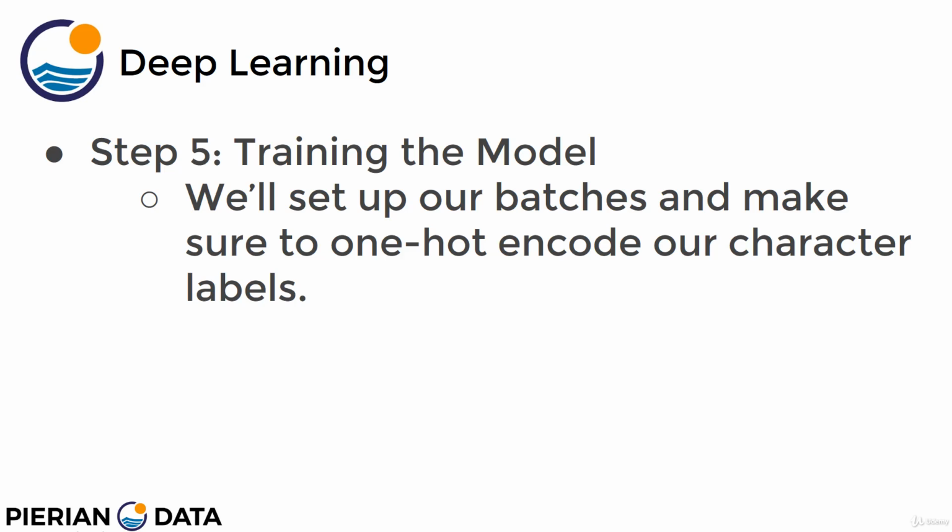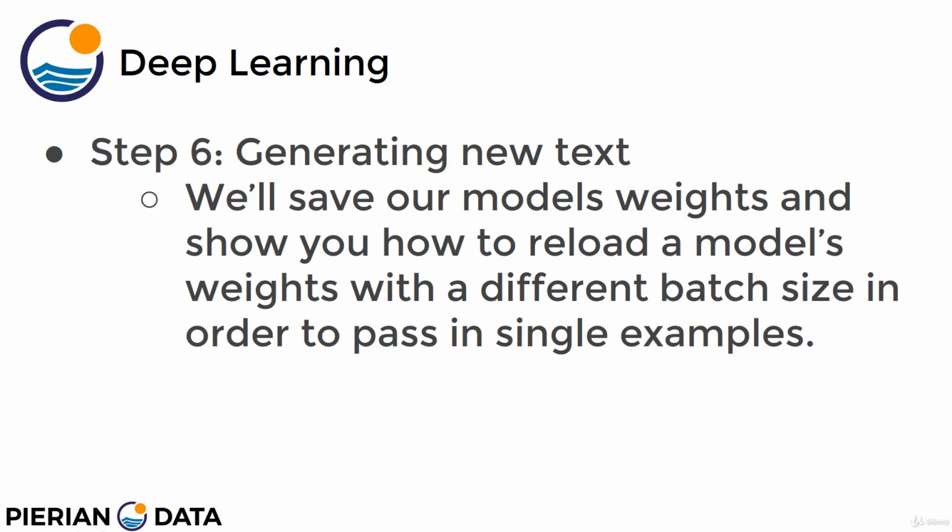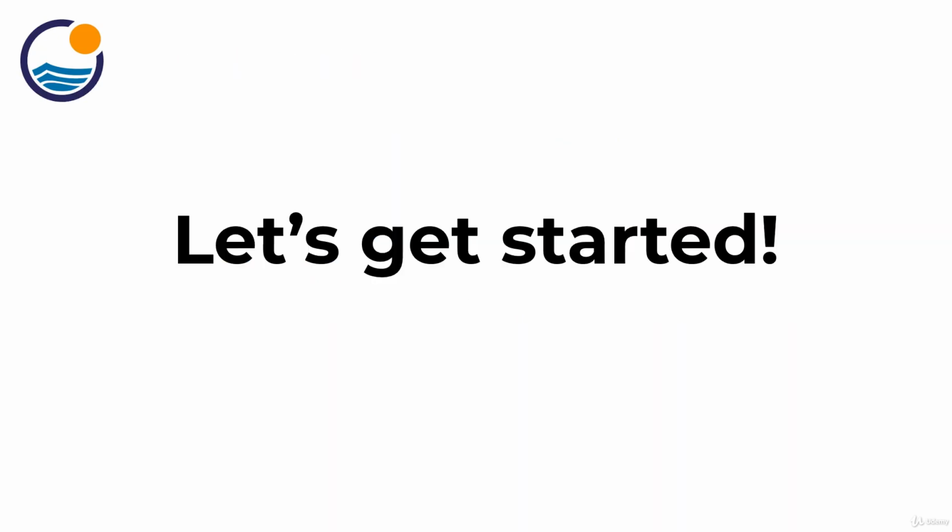Then step 5 is to train the model. So we'll set up our batches and make sure to one-hot encode our character labels. And then step 6 will be generating new text, similar to how we generated forecasts in the previous section of the course. But what's really cool here is we'll also show you how to save our model's weights and then show you how to reload that model's weights with a different batch size in order to pass in just a single example. Okay, so let's go ahead and get started. I'll see you at the next lecture where we begin coding all of this out.